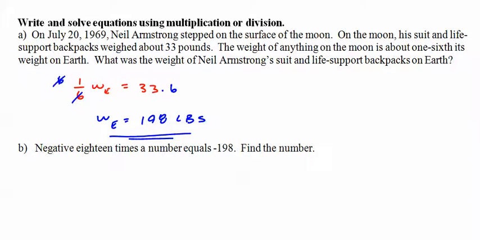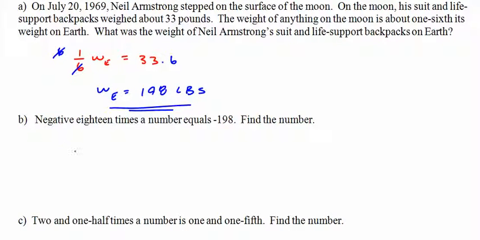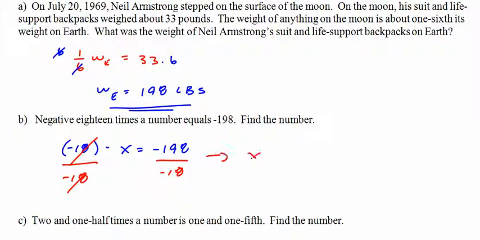Negative 18 times a number equals negative 198. Find the number. Negative 18. Anytime you have a negative, put it in parentheses. Times a number equals negative 198. I'm not putting in parentheses here because there's nothing being multiplied by it. Divide by negative 18. Divide by negative 18. Negatives cancel. X equals 11. Checked.